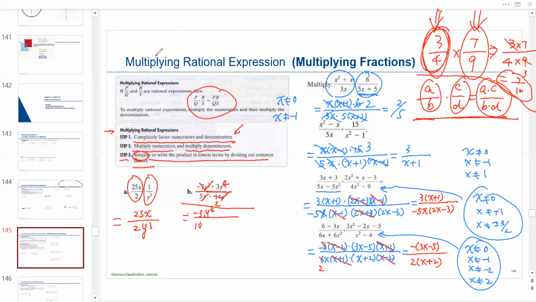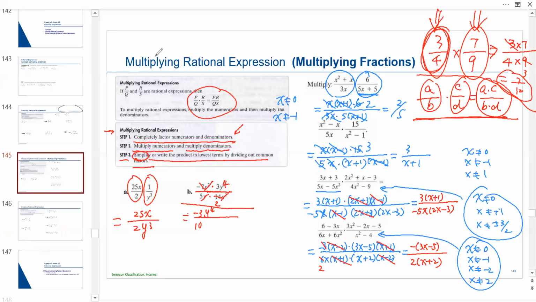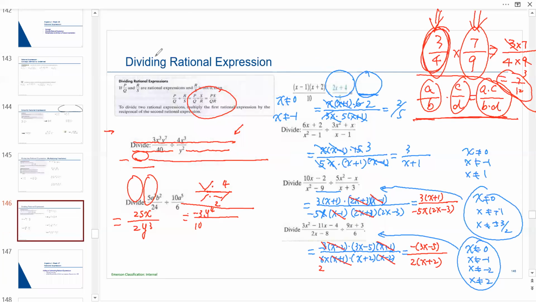We also can do the divide. How do we do the divide?